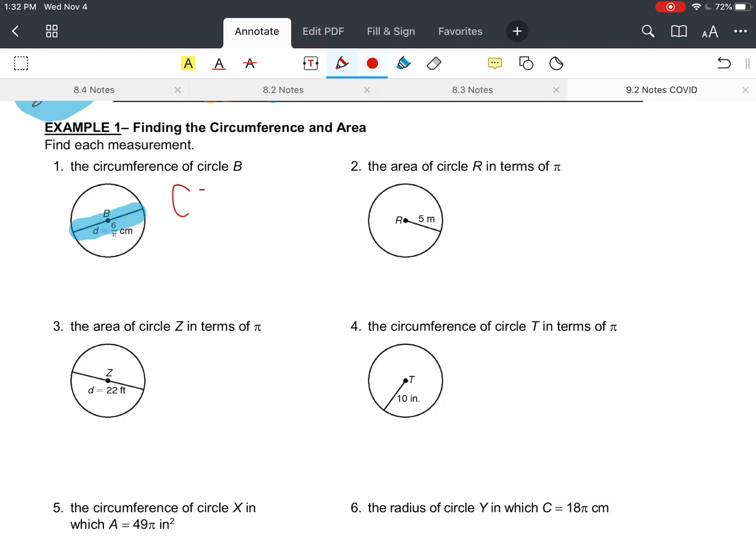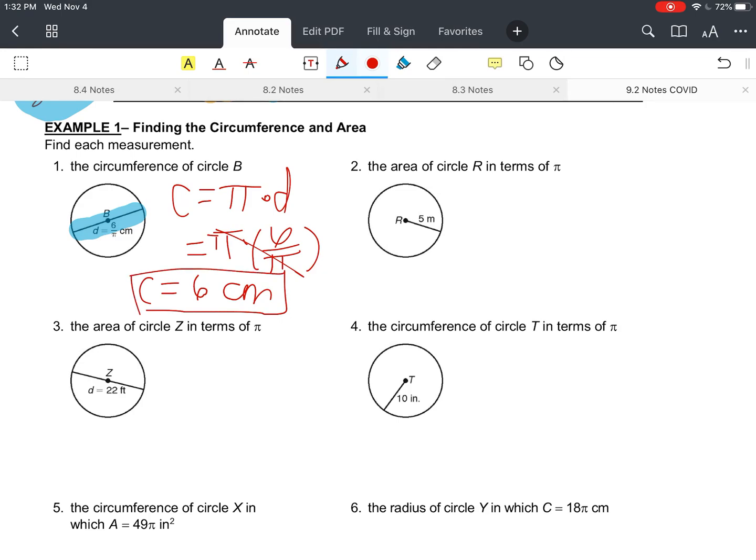Example 1, find the circumference of circle B. Well, this is the diameter, they labeled it as d, so I'm going to use pi times diameter for my circumference formula. I'm not going to use the radius one because that's not what I was given. Substituting in, I have pi times 6 over pi. Well, the pi's are going to simplify, so the circumference will just be 6 centimeters.